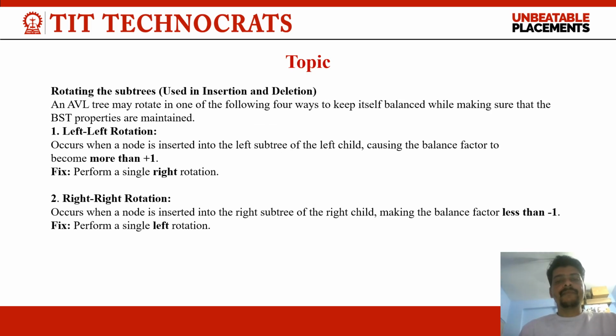Now the slide is rotating the subtree used in insertion and deletion. We discuss here the LL rotation, which occurs when a node is inserted into the left subtree of the left child, causing the balancing factor to become more than one. The fix is to perform a single right rotation. The RR rotation occurs when a node is inserted into the right subtree of the right child, making the balance factor less than -1. How do we fix this problem? Perform a single left rotation.